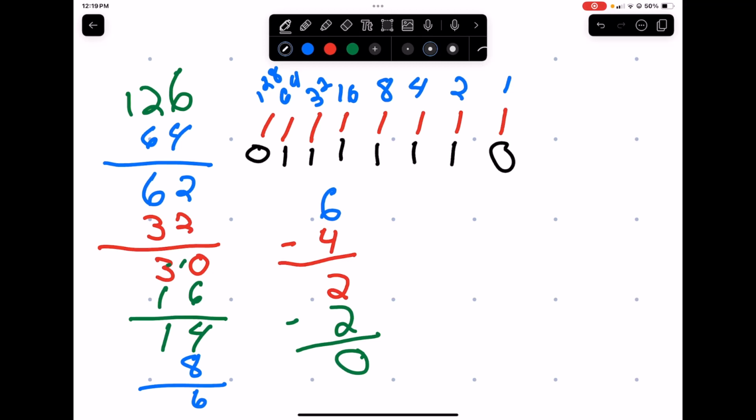Hopefully the different colors help so you can see how we take the different numbers and come up with the next solution. Alright, let's try another one. You guys are doing really good.